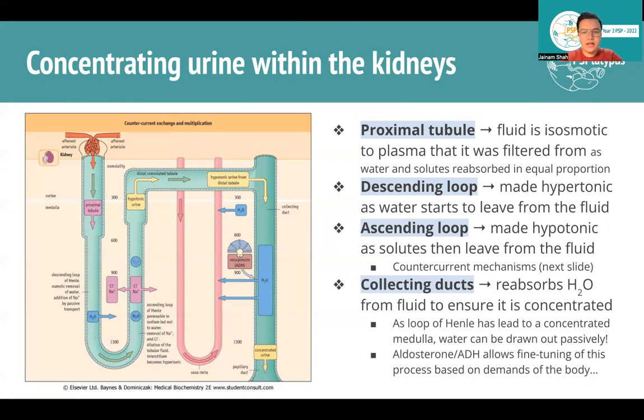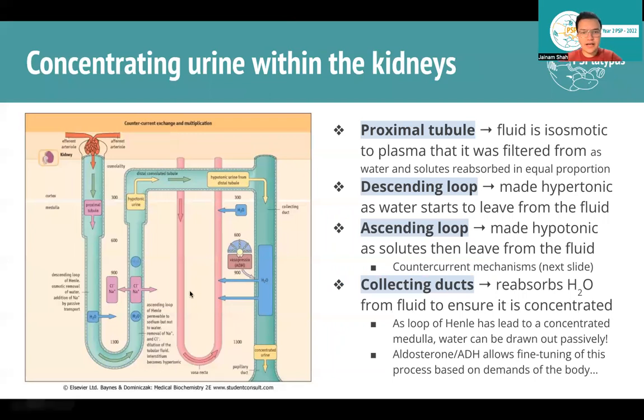You're probably wondering, why would we do that? Why are we negating the process? What's the point? The reason why is because this is supposed to create something called a countercurrent mechanism, which I'll go over in the next slide. But essentially, within the loop of Henle, it's trying to create a very hypertonic region so that once we get later on in the tubules, we're actually able to resorb things passively.